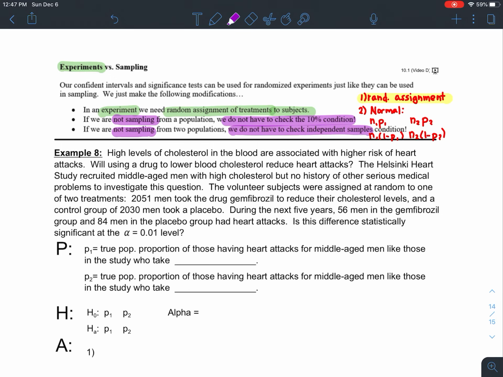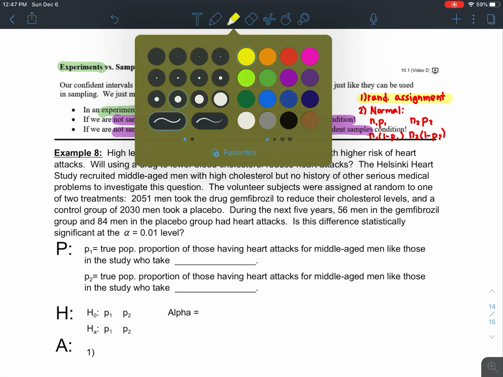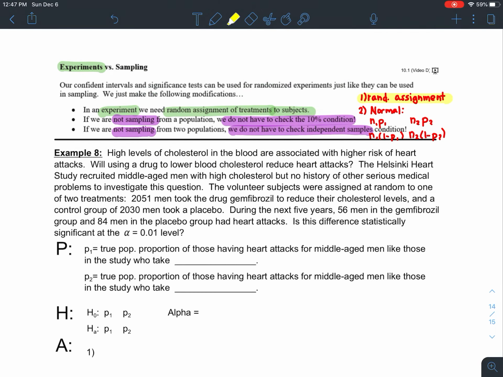And if we're not talking about sampling, we also don't need to check that any samples were collected independently of each other. So it really shortens the list of conditions when we're talking about an experiment. We only need to comment that there was random assignment of treatments. And then, of course, we still need to check the large counts condition for both of the groups, noting that these are all greater than or equal to 10.